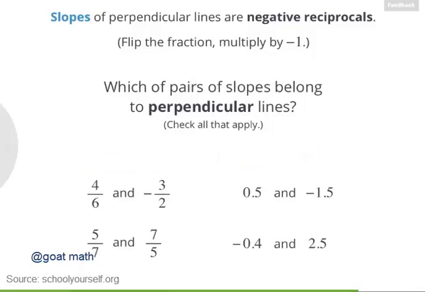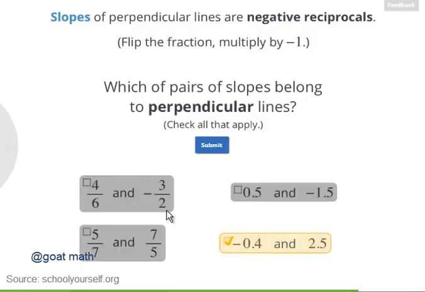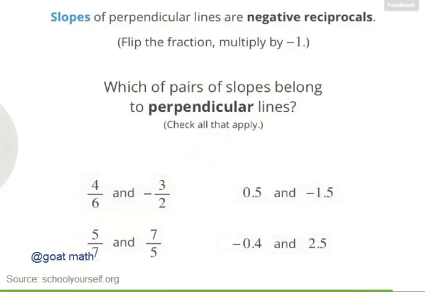So in other words, are lines with slopes of 4/6 and negative 3/2 perpendicular? What about lines with slopes of 5/7 and 7/5? And for these decimals over here, you might want to first write them as fractions. This is a tricky question, but there are some perpendicular slopes here. Excellent work!